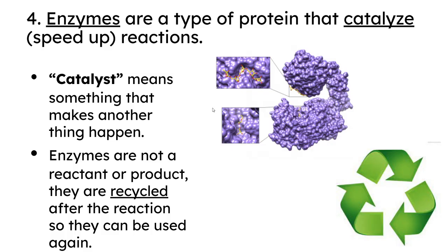A catalyst is something that makes another thing happen. It's like a tool that basically helps you do a reaction faster. And so enzymes are these tools that exist inside of cells that help reactions occur faster. They are not a reactant and they're not a product. They're basically a tool that is recycled after the reaction so they can be used again and again. Okay, so they're not used up.